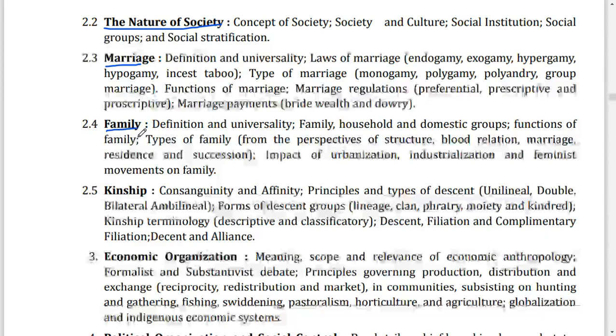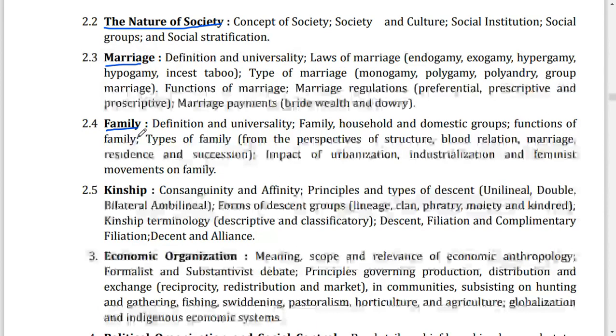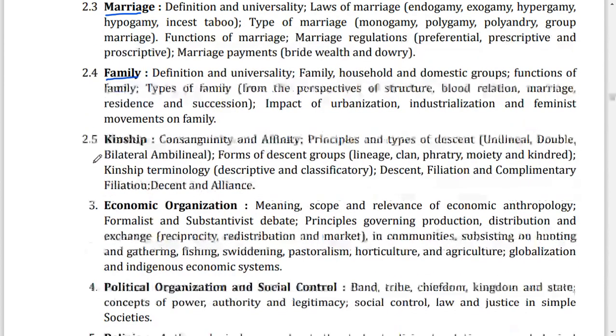2.4 Family. Definition and universality. Family, household and domestic groups, functions of family, types of family from the perspectives of structure, blood relation, marriage, residence and succession. Impact of urbanization, industrialization and feminist movements on family.